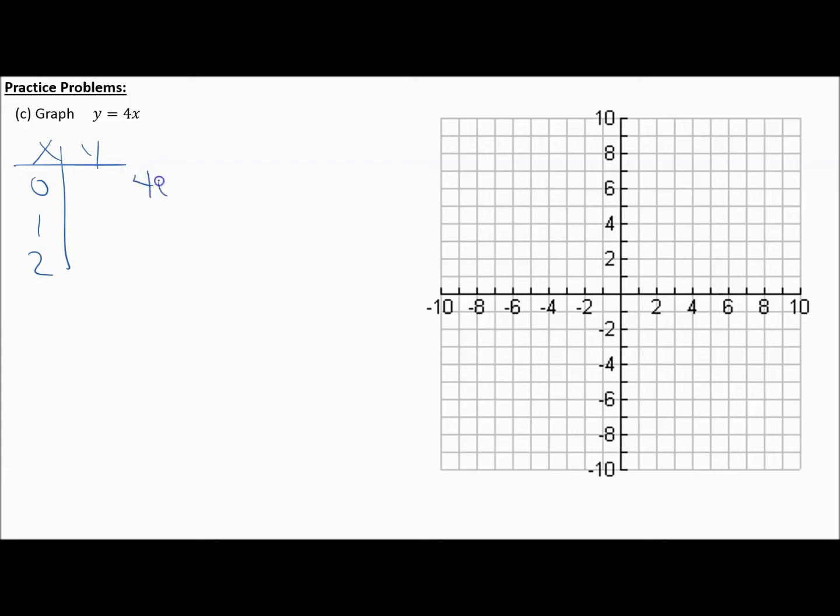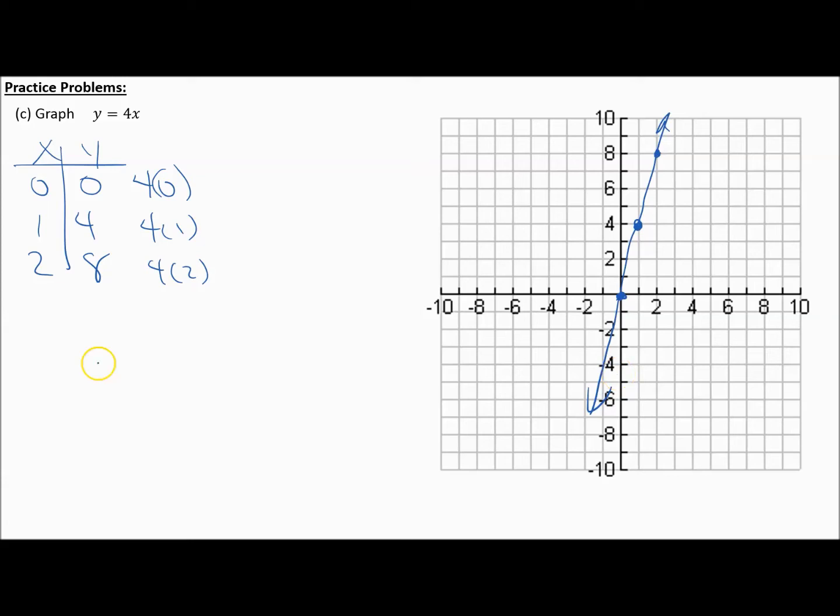So you're doing 4 times 0 is 0, right? 4 times 1 is 4. 4 times 2 is 8. So I'm going to plot 0, 0, 1, 4, and 2, 8. I connect the dots, and there's my line.